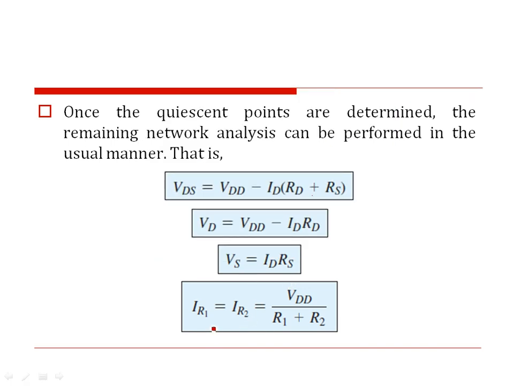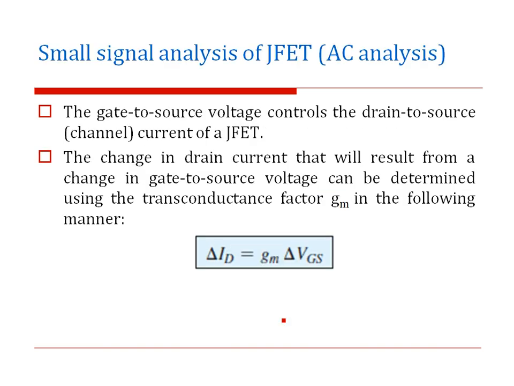The current through the potential divider resistors is the same: IR1 equal to IR2 is equal to VDD by R1 plus R2, since Ig equal to 0. Now small signal analysis of JFET. For that, you should first remember that the gate to source voltage controls the drain to source current of a JFET. So this voltage is controlling the output current. The change in drain current that results from a change in gate to source voltage is given by the transconductance factor gm.